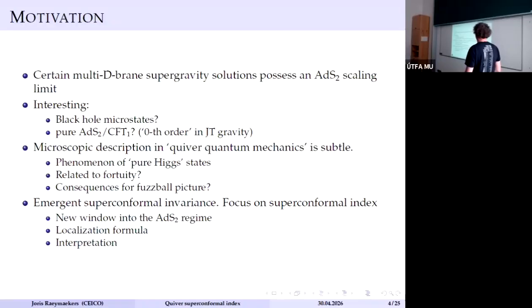Conceptually, it's also important for the fuzzball picture. These pure Higgs states are believed to be black hole microstates. If you cannot see them once you get closer to the supergravity regime, what does it mean for the fuzzball picture? So I'm going to focus on one aspect, which is that in this scaling limit you have an emergent superconformal invariance in the quiver quantum mechanical description. There's an index you can write down, which should give you some new data on this regime. So I will be talking about our computation of this index using localization and its interpretation, which we're starting to figure out.